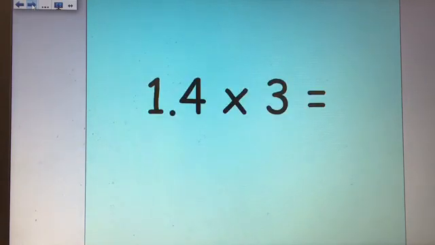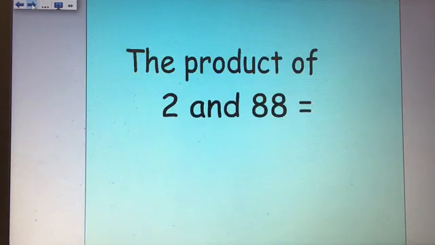1.4 times 3. 4.2. So some different ways you can do this. You could do 14 times 3 in your head if you can do that quickly. You could do the 1 times 3 and the 0.4 times 3 and add them together. The product of 2 and 88. 176. So again, two ways you could do this. You could round 88 up to 90, double that, and then take away 4, because there's 2 lots of 2, or you can do 2 times 80, 2 times 8 and add it together. Some different mental strategies for that one.